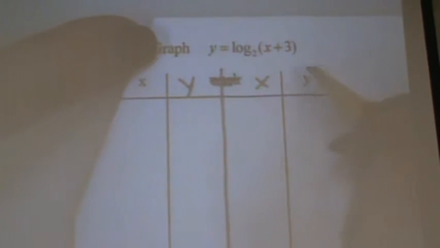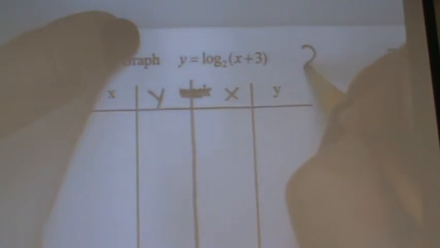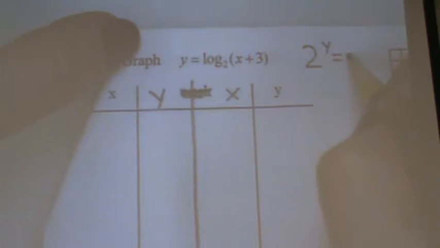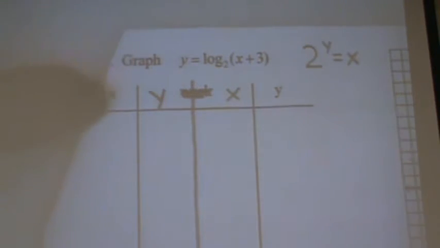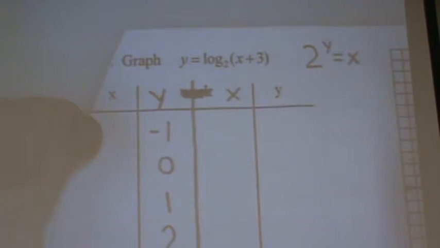I looked at it fast and thought, oh, it'll be fine. I'm not liking it. So, what's the parent function here? 2 to the y power is x. So we're going to plug in -1, 0, 1, and 2. I'm good with 4 points.